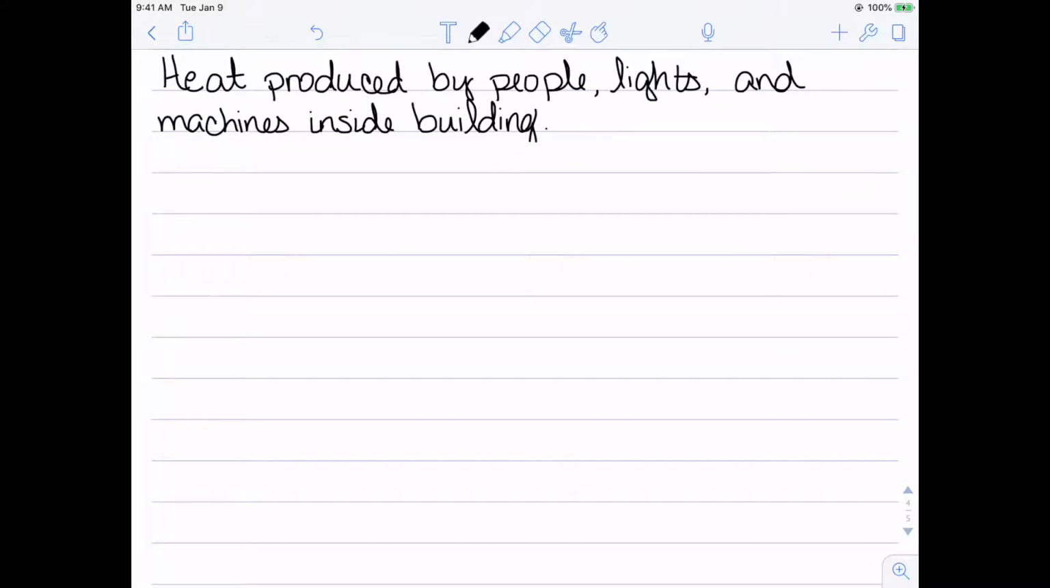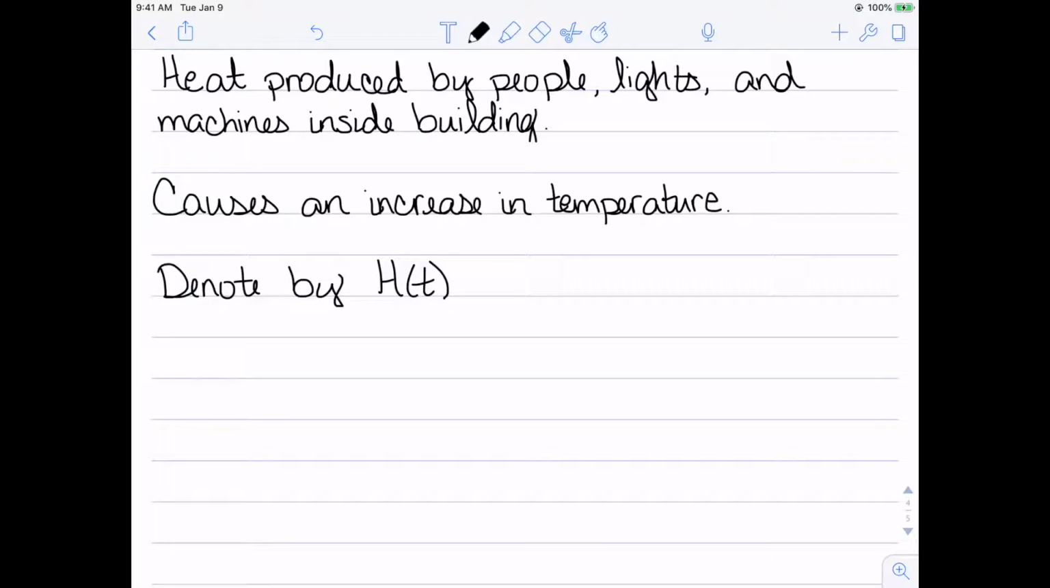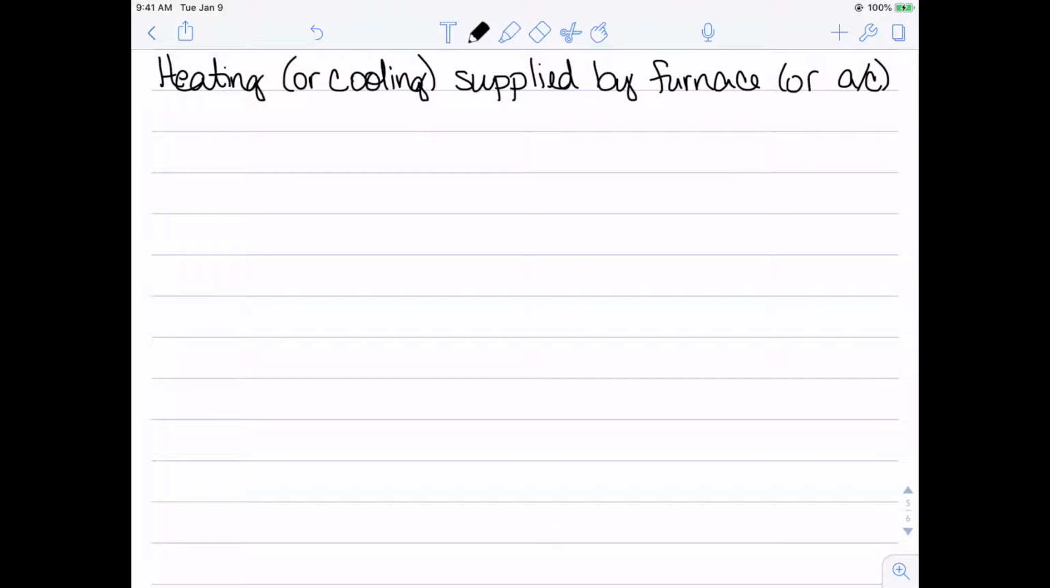The first factor we're going to consider is the heat produced by people, lights, and machines inside the building. And these things cause an increase in temperature. People, lights, and machines inside the building are going to increase the temperature in the building. And we're going to denote this factor by H of t. The next factor we'll consider is the heating or cooling supplied by either the furnace or the AC. And we're going to denote this factor by U of t.